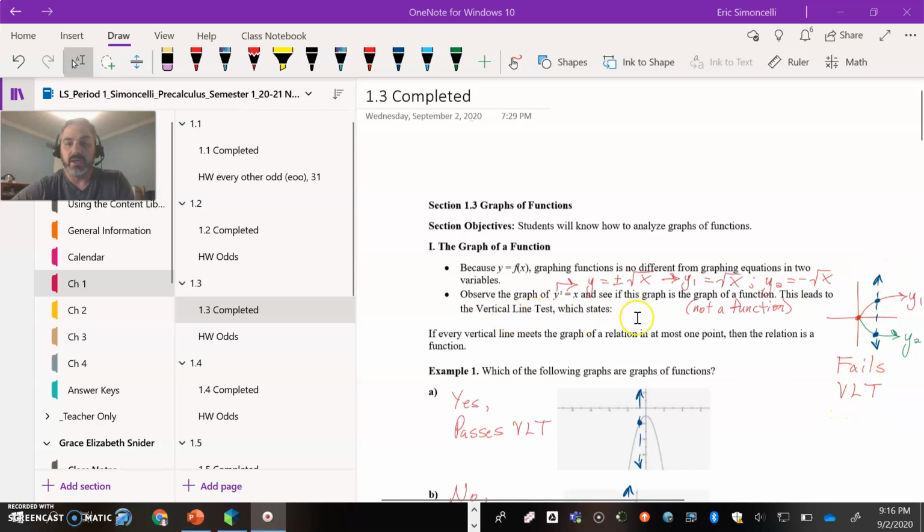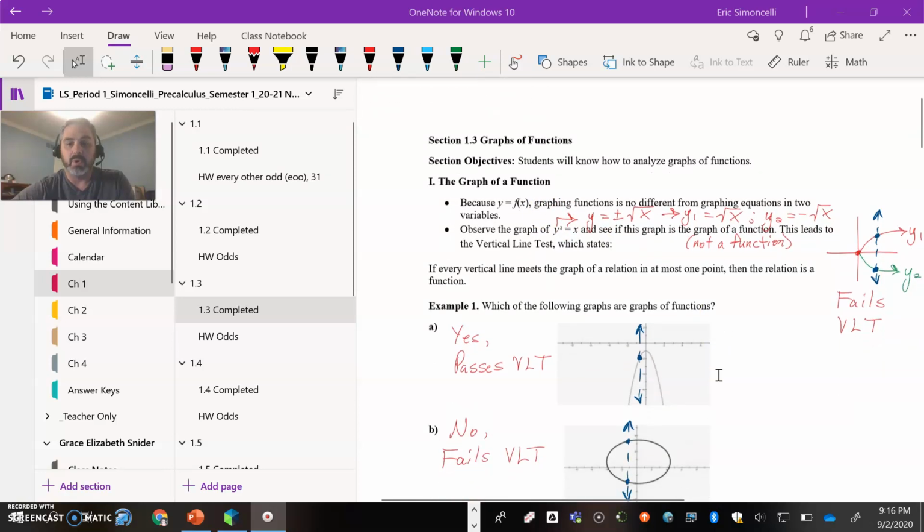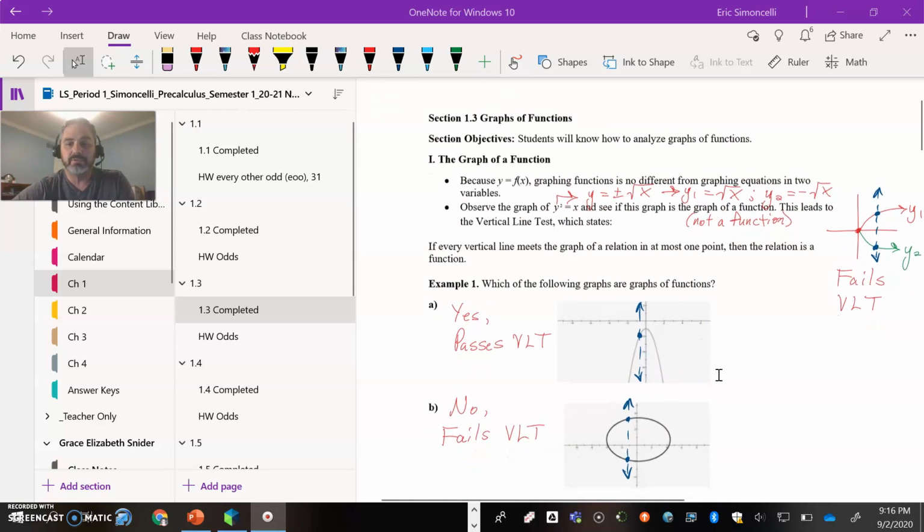And speaking of that, this leads to the vertical line test, which states: if every vertical line meets the graph of a relation at most one point, then the relation is a function. And as I just said, this particular graph, but also this particular equation, is technically not a function, as we proved. Example 1. Which of the following graphs are graphs of functions?